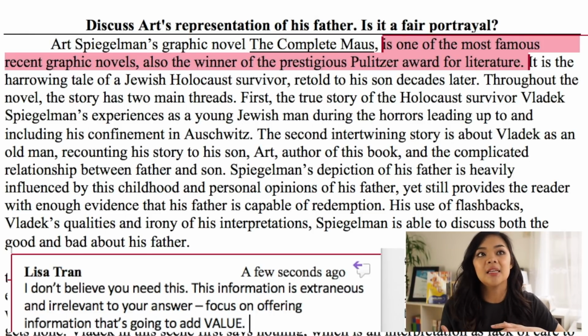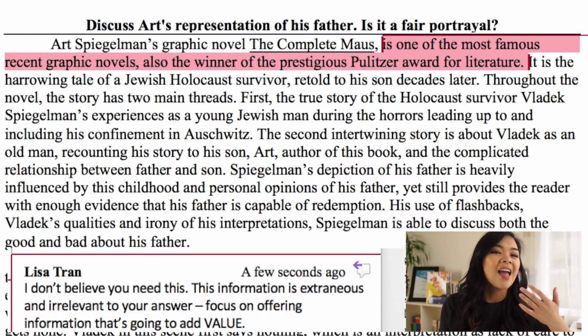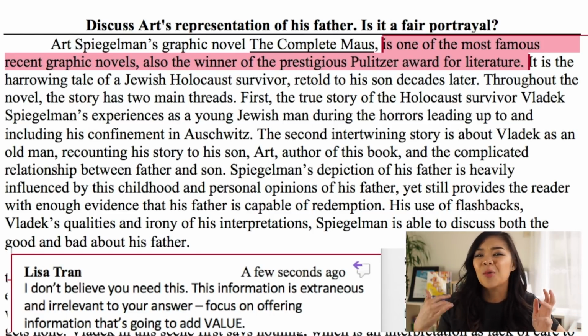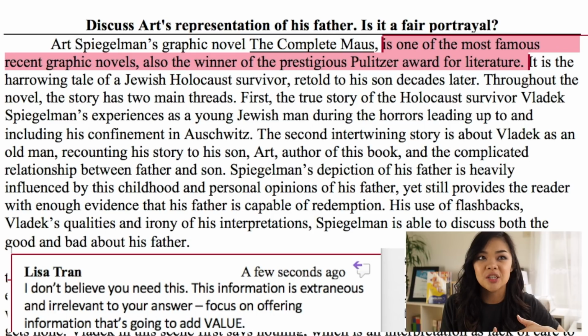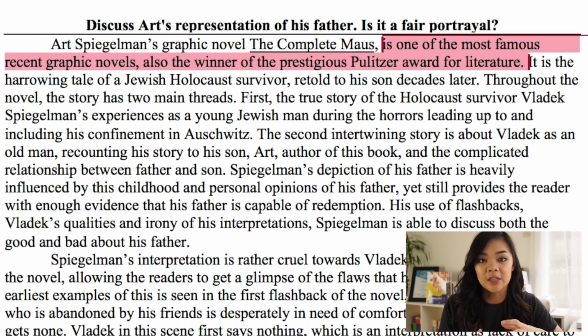So basically, when it comes to a VCE essay, you don't really need to talk about how the book is performing or what awards it's won. We're not really interested in that side of things. It's sort of information that is outside of the text. So display only the knowledge that has been drawn from the text itself.